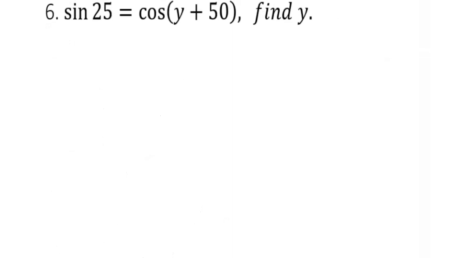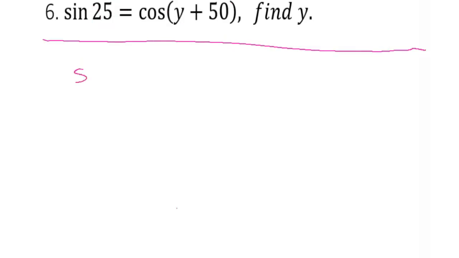Let's look at the next question involving trigonometry. Sine 25 equal to cos of y plus 50. Find y. Now this is a little bit different from the one that we have solved. You use complementary angles. When you say complementary angles, they are angles that sum up to 90 degrees. So there are so many ways of doing that, but the easiest one is to add these two angles and equate them to 90.